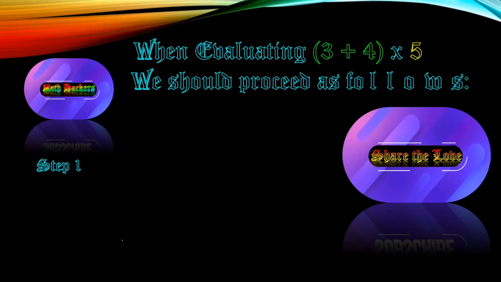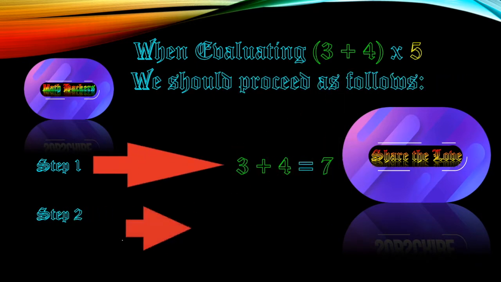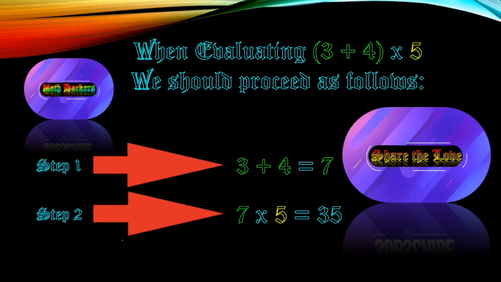When evaluating 3 plus 4 times 5, we should proceed as follows. Step 1. As Bodmas suggests, bracket operations are to be carried out first, as in 3 plus 4, which is 7. Step 2. Followed by multiplication, the result of step 1 times 5 reveals the correct answer of 35.